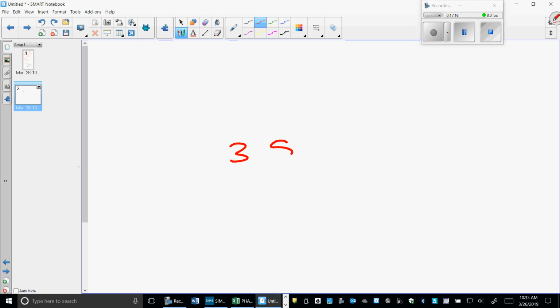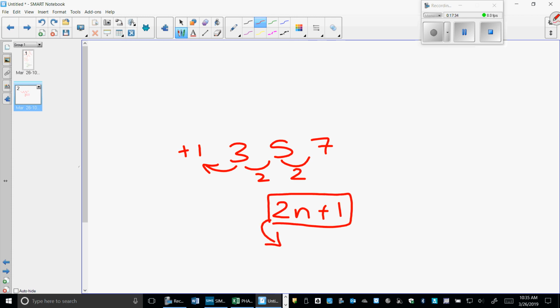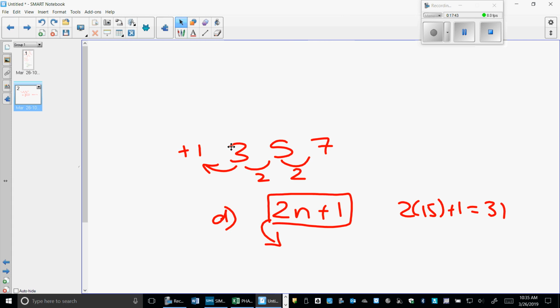Well, our sequence is 3, 5, 7. That's the bit they gave us, just in case we got something wrong. So we found the rule by finding the difference. So that's 2. So we know it's going to be 2n. And then how do we find this bit? It's a +1. So that's our rule. So that was part D. And if we want our 15th pattern, it would be 2 lots of 15 plus 1. So it was 31.